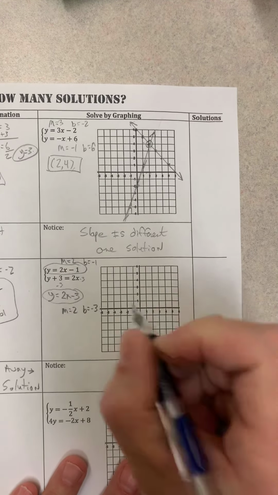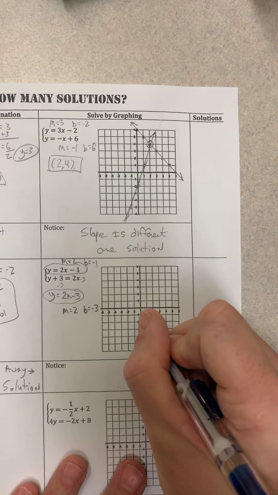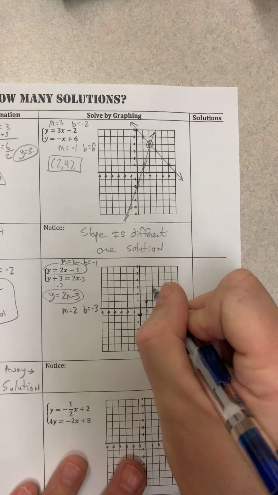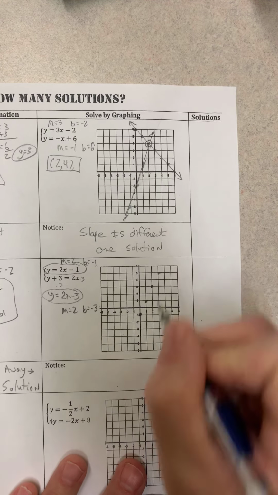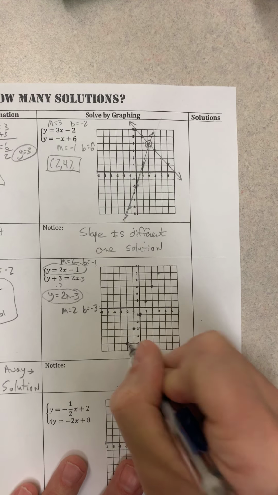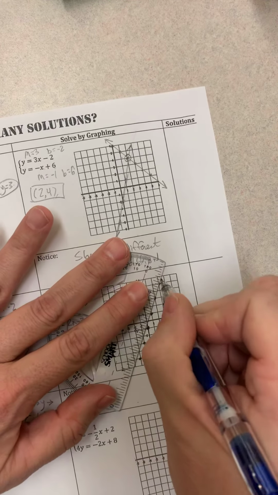I'll plot them. B of negative 1, y-intercept of negative 1, then a rise of 2, run of 1, and I'm going to carry that out, and then I will go down 2 and over 1 to take that on the back side. I'm going to connect those points.